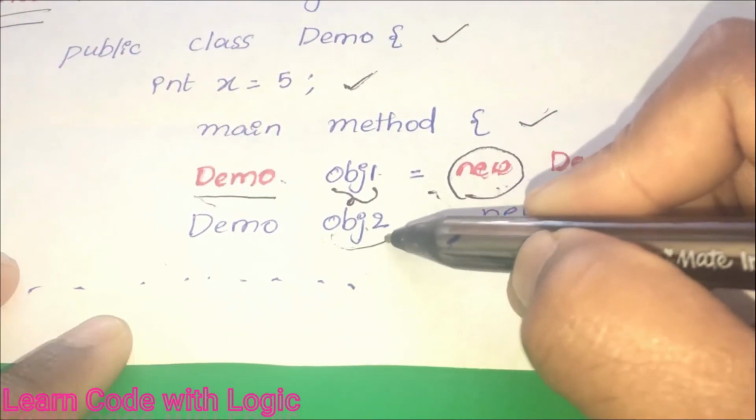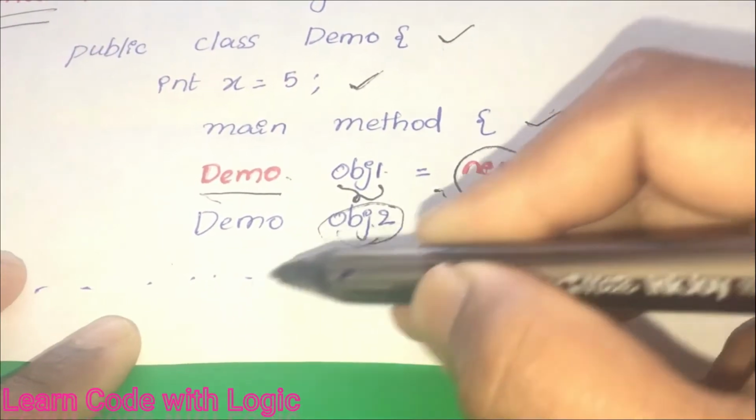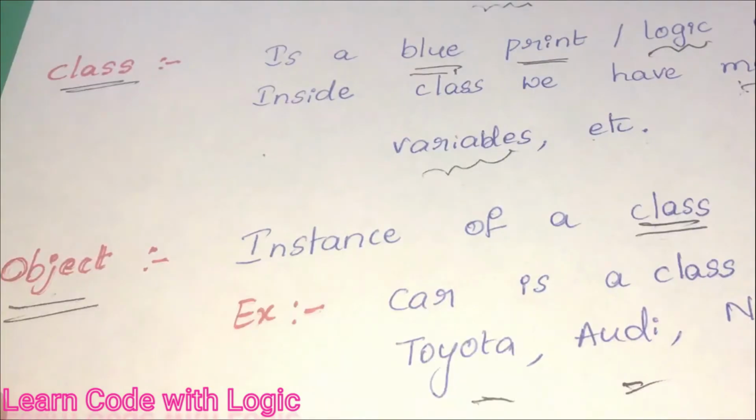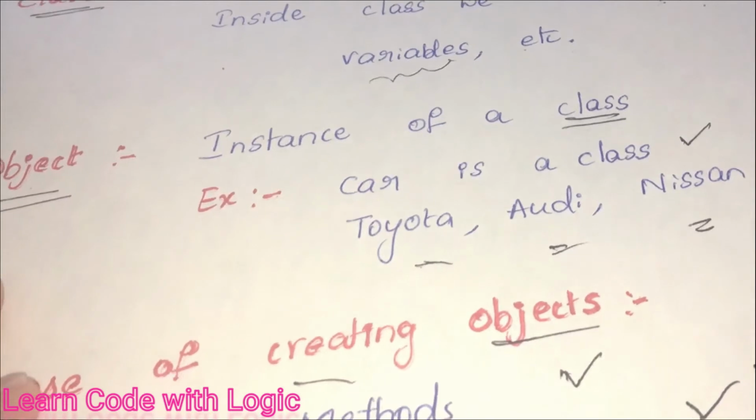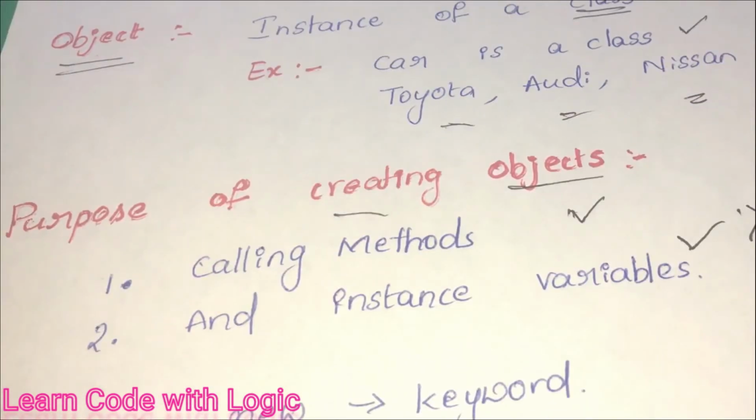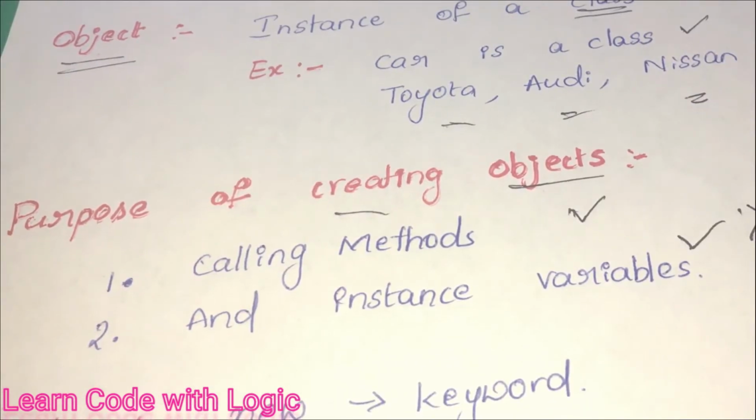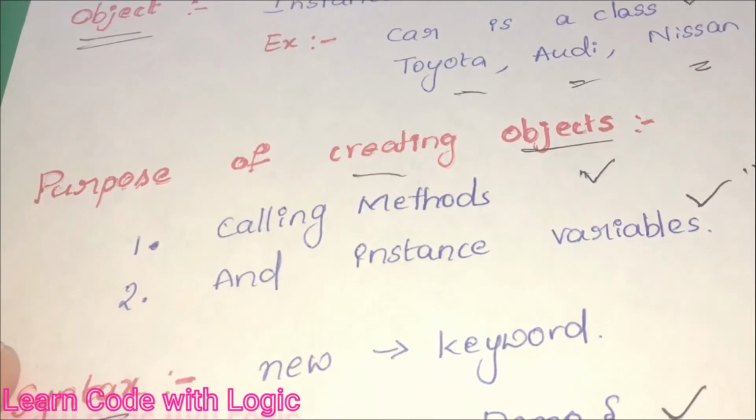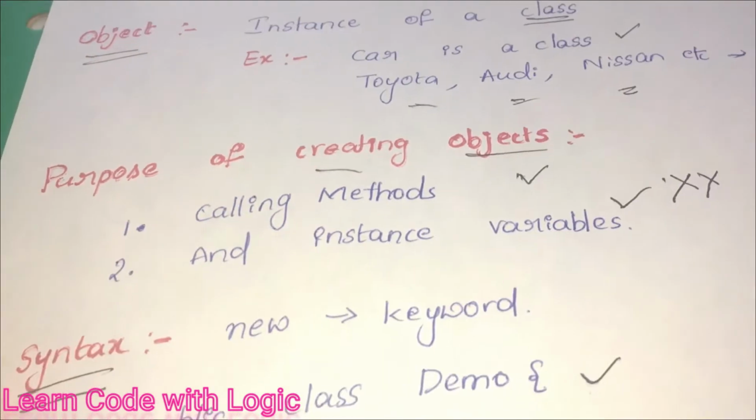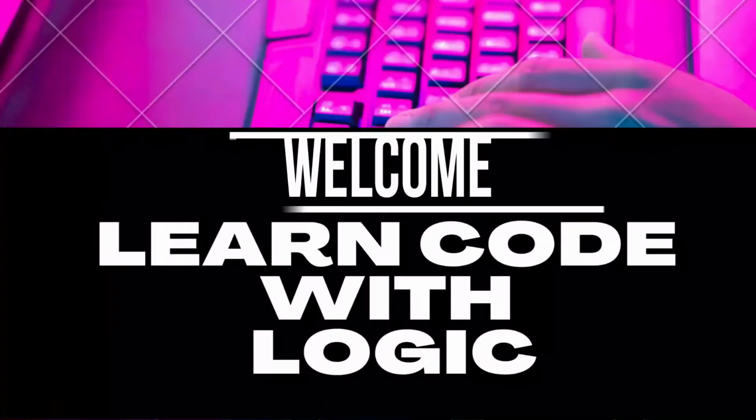And we can also create more than one object for the same class. This is how the objects are created, and these two concepts are basic building blocks of Java. It's very important to understand these two terminologies and keywords in Java. In my next tutorial, we will see more coding examples to understand better and get some handy practice.